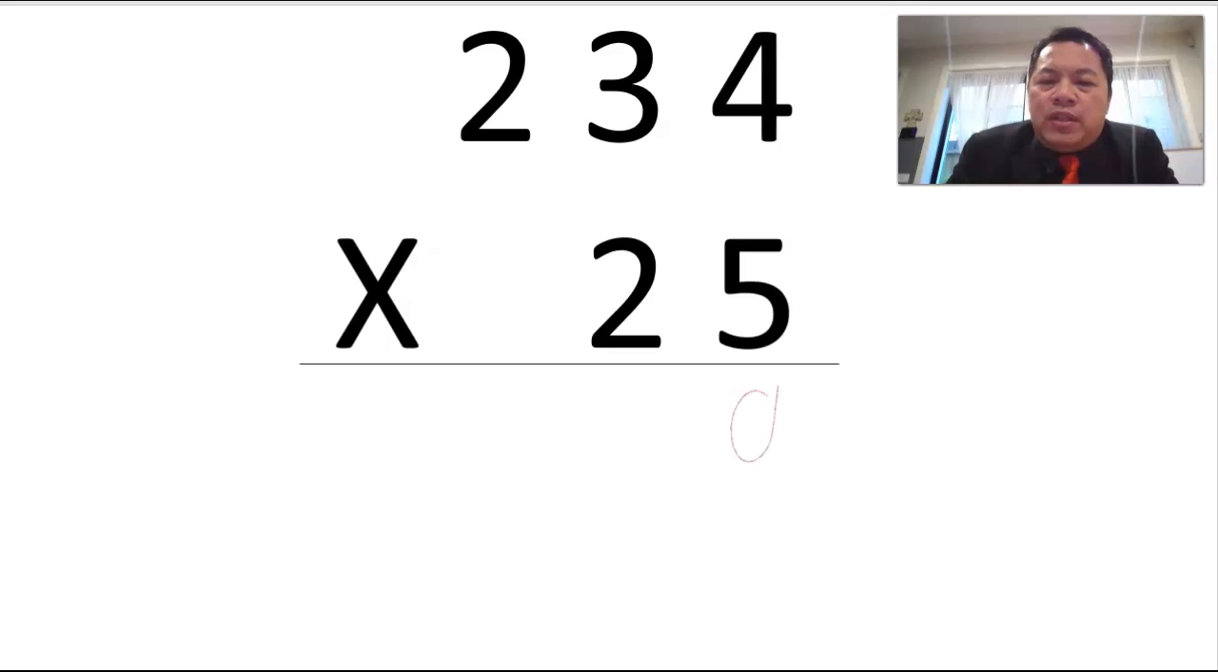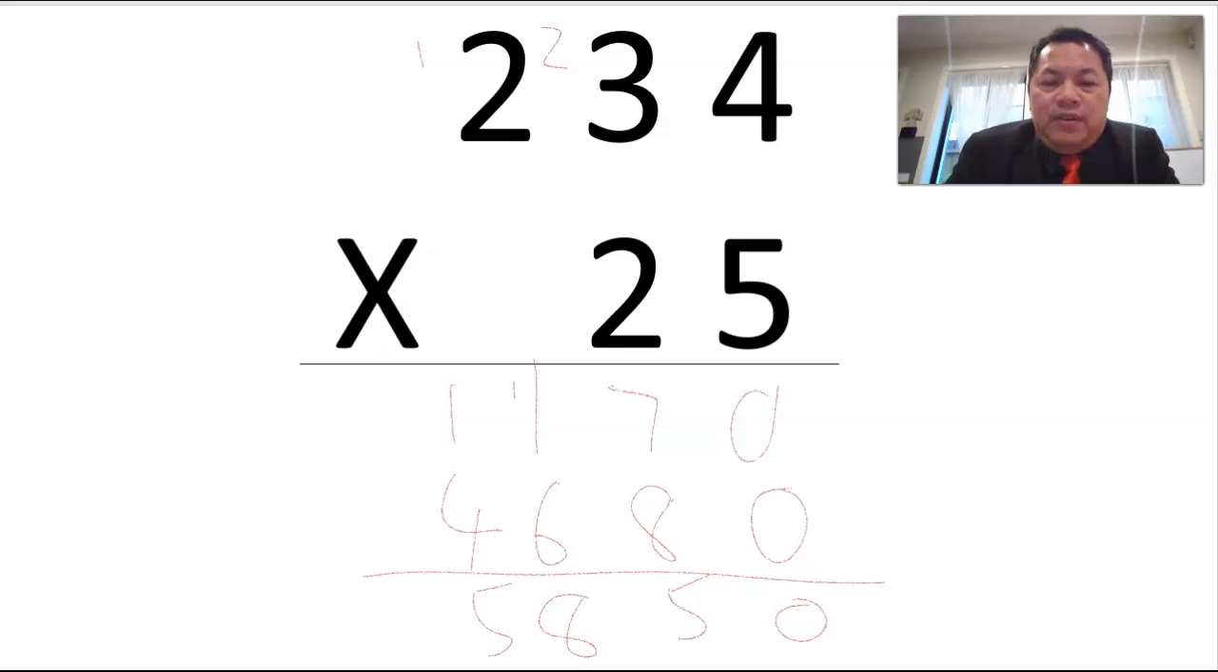4 times 5 is 20. 3 times 5 is 15. 15 plus 2 is 17. 2 times 5 is 10. 10 plus 1 is 11. 4 times 2 is 8. 3 times 2 is 6. 2 times 2 is 4. So it's 0, 5 here, 8 here, 5 here. So the answer is 5,850 as the final answer. Hope most of you have actually gotten this question correct.